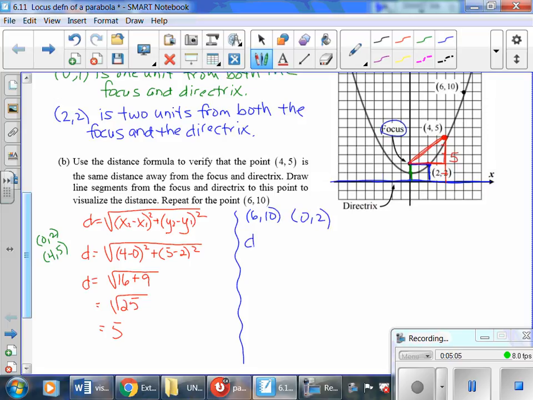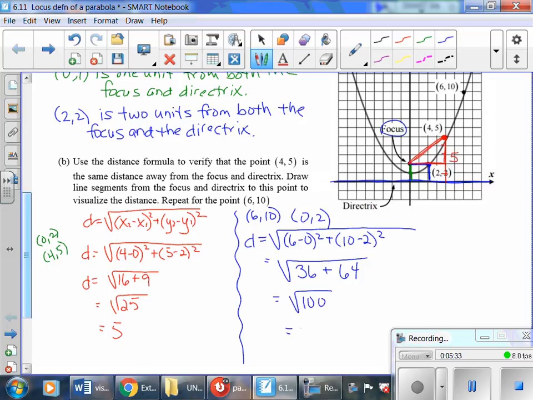So the distance formula here is going to be the square root of, now again, it doesn't matter where you start. We can do 6 minus 0 squared plus 10 minus 2 squared, which is equal to the square root of 36, because 6 minus 0 is 6 squared is 36, plus 10 minus 2 is 8 squared is 64. So this is equal to the square root of 100, which is equal to 10. Now let's just check our vertical distance here.